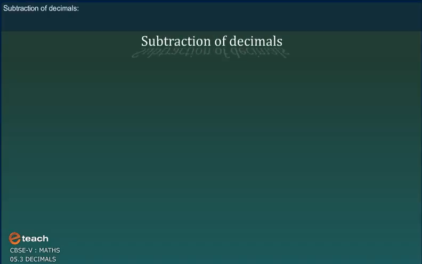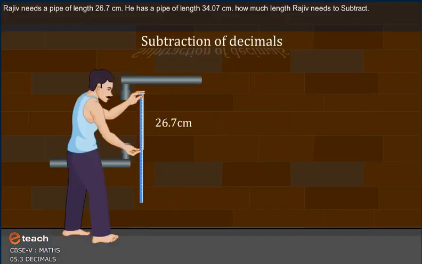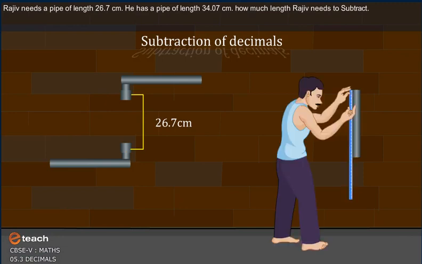Subtraction of decimals. Rajiv needs a pipe of length 26.7 cm. He has a pipe of length 34.07 cm. How much length does Rajiv need to subtract?